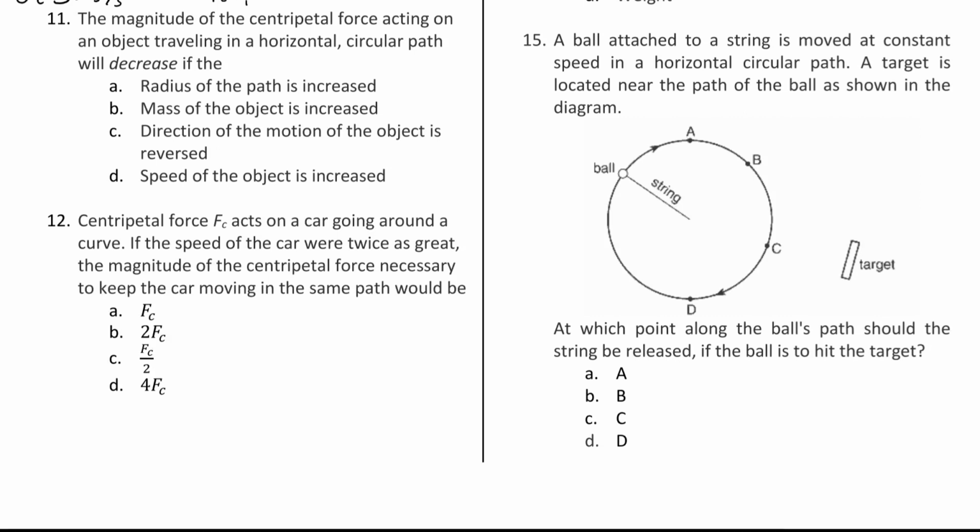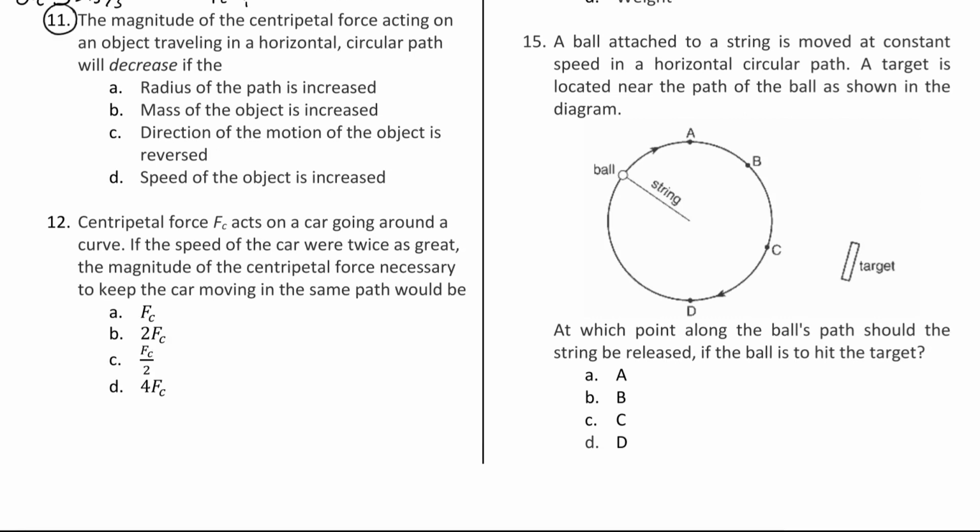All right, we're skipping to number 11 here. The magnitude of the centripetal force acting on an object traveling in a horizontal circular path will decrease if the radius of the path is increased, if the mass of the object is increased, the direction of the motion of the object is reversed, or the speed of the object is increased. All right, so they're talking about force.